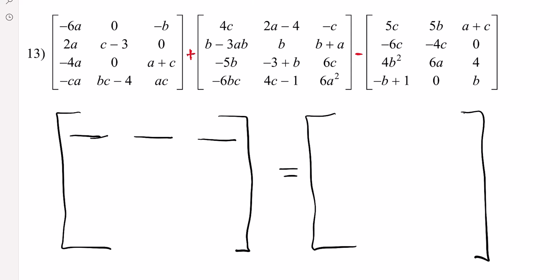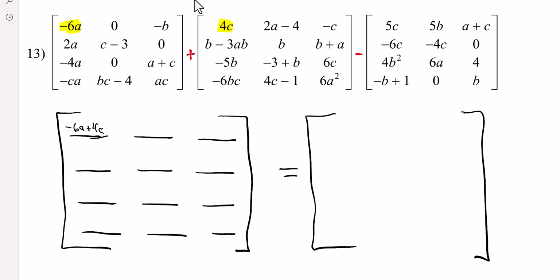I'm going to pause this while I write. Okay, so we've got -6a plus 4c. Those can't be added. So -6a plus 4c. And then we're subtracting 5c. Well, 4c subtract 5c is -1c. So we're going to have -6a subtract 1c. All right, so that's for that one.